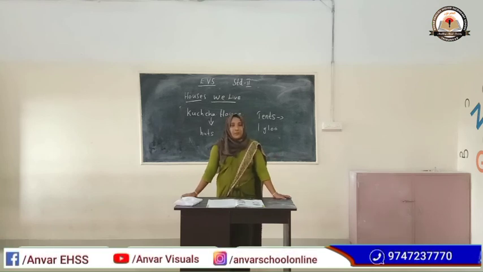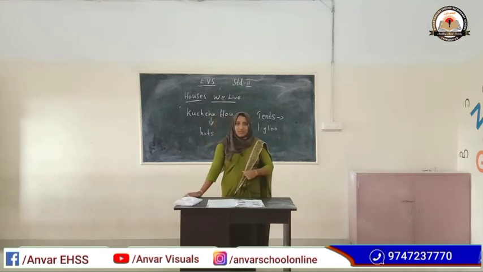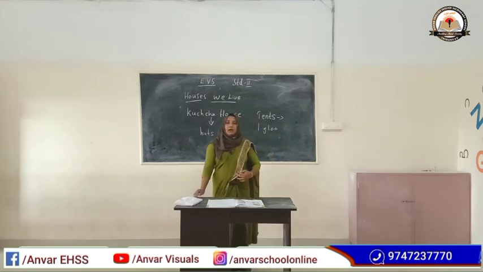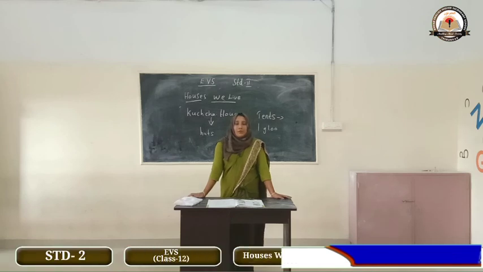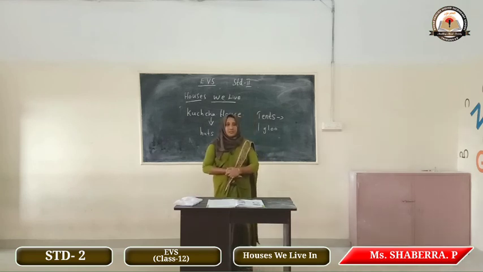Then next we studied igloo. Igloo houses are small houses made of hard snow or ice. Eskimos use igloo houses. Then stilt houses are used in forests. They protect from rainstorms and floods.